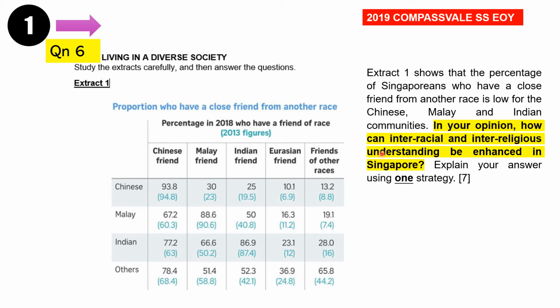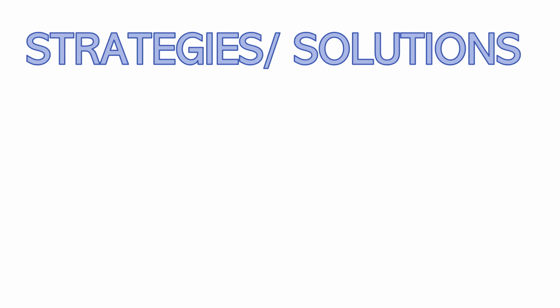Now, in your opinion, how can interracial and interreligious understanding be enhanced? Now, the meaning of enhance is to improve it. Okay, come up with one strategy. Now, when you have a question that asks for strategies and solutions, unlike previously, they were looking for reasons, right? Now, how do you ensure that there are different kinds of strategies and solutions? You only need one strategy, okay? But I'm giving you a choice.